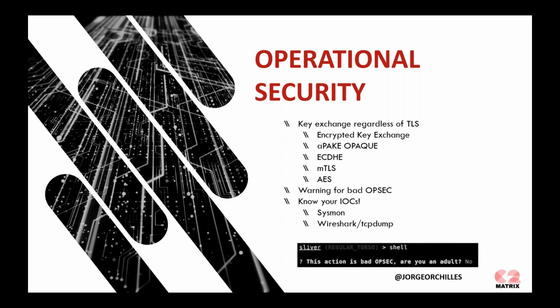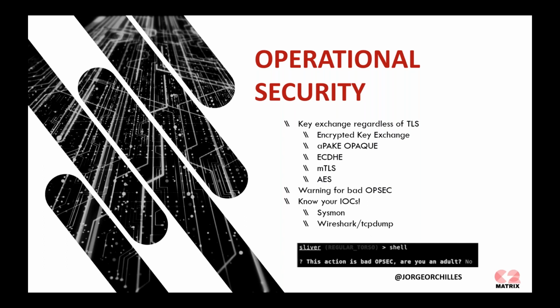We also wanted warnings for bad OPSEC. For instance, if you were going to run a shell, and you can see the screenshot here on the bottom right, on Sliver. If you run shell, it says, this action is bad OPSEC. Are you an adult? Which I obviously answered no to, and I didn't get a shell. It's a good warning system so that you don't get caught.